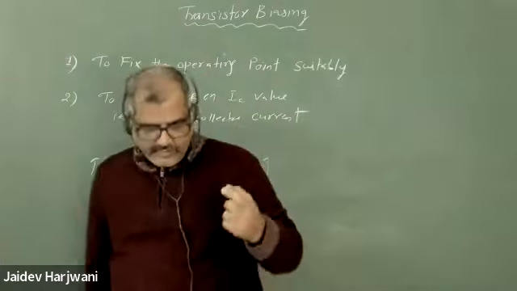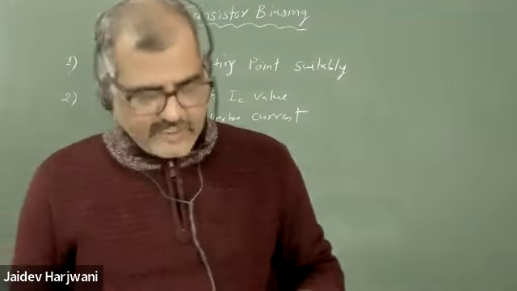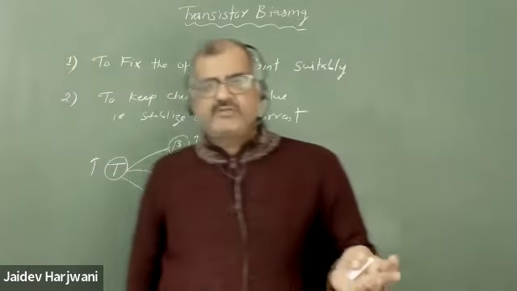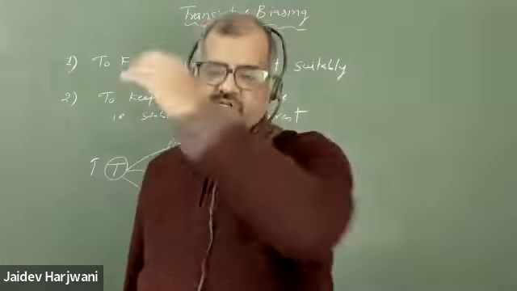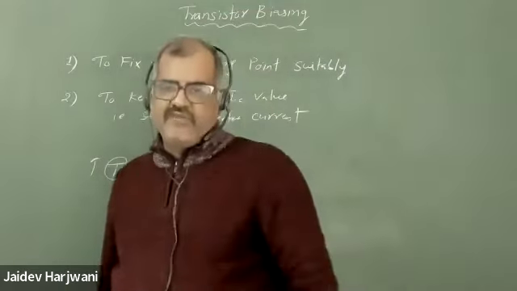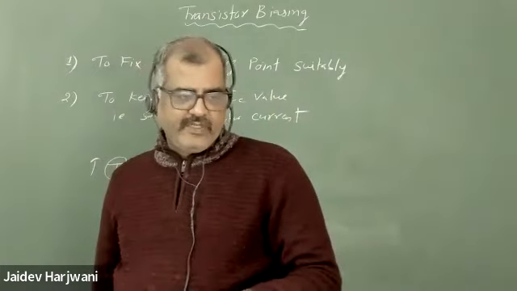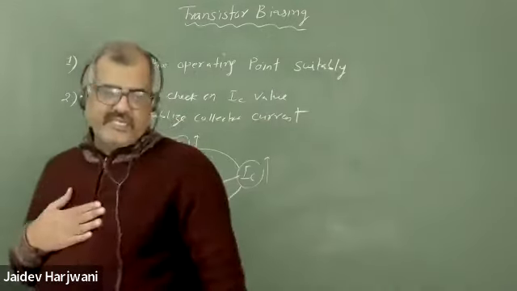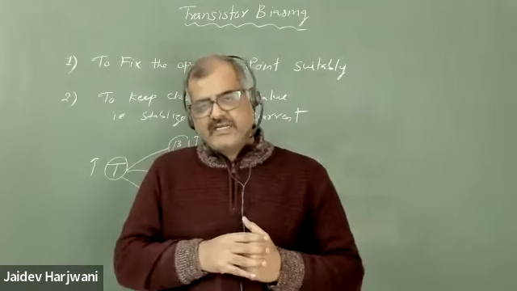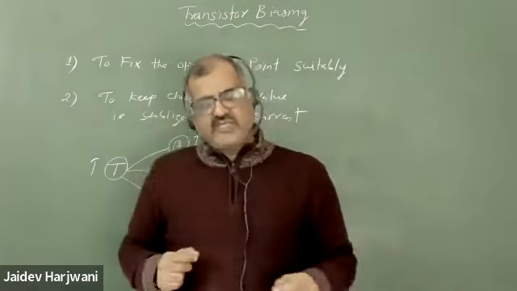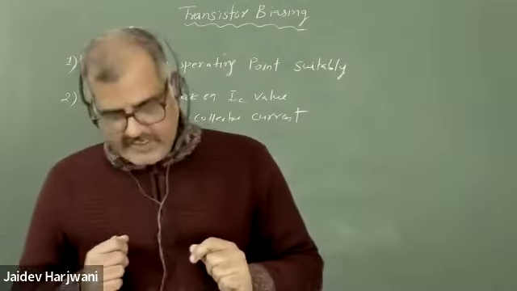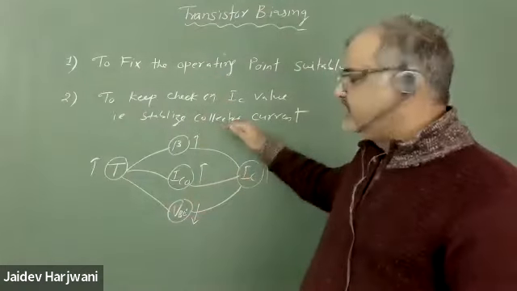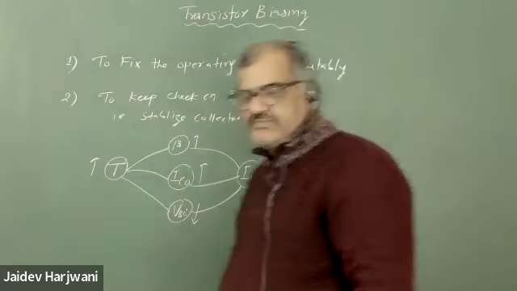So you need to make your circuit such that it is, as far as possible, independent of temperature. Your operating point should not shift from the region where you have suitably fixed it. In order to do these things, we need to apply proper biasing. Biasing should be such that it stabilizes the current IC and fixes our operating point. But this is one aspect, the technological or engineering aspect. There are other commercial aspects also.